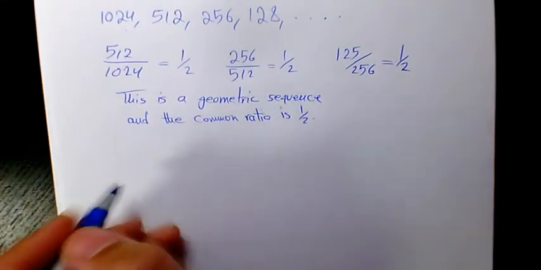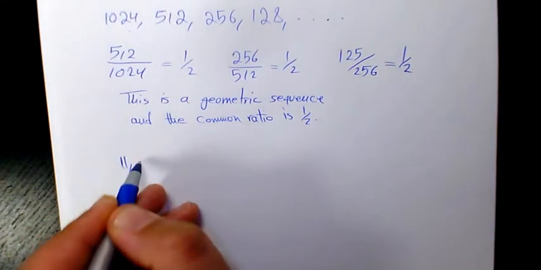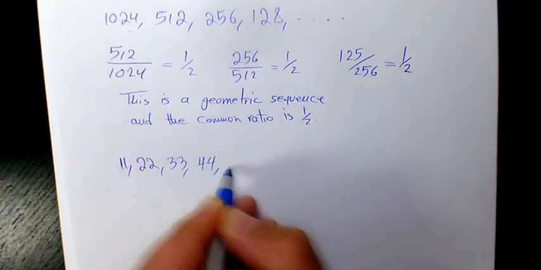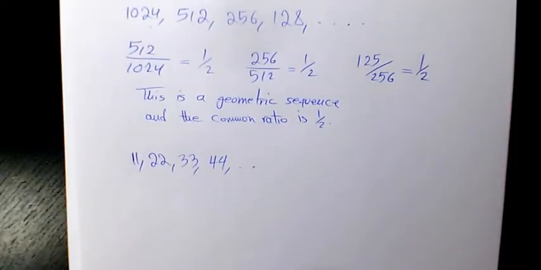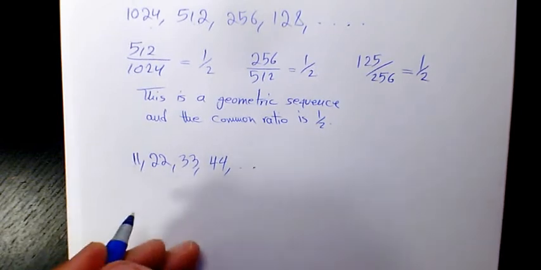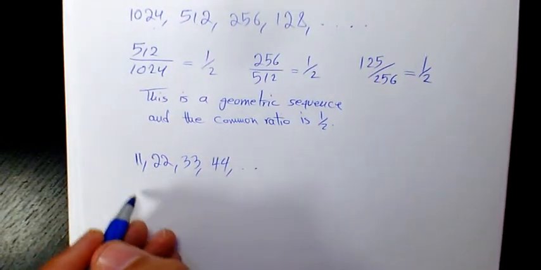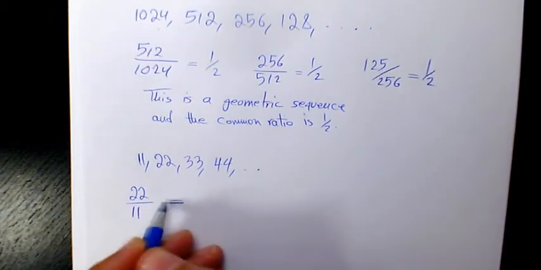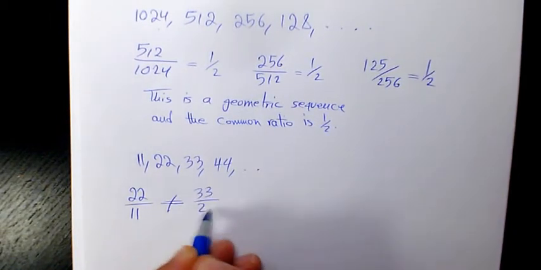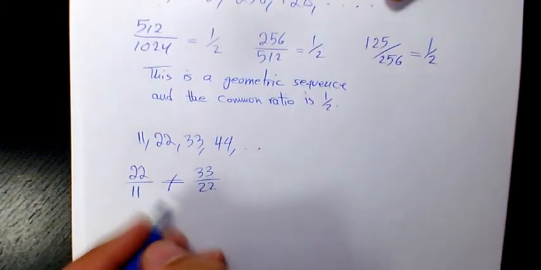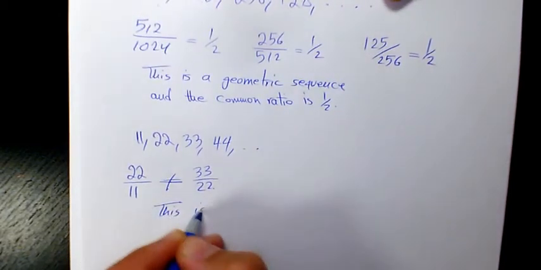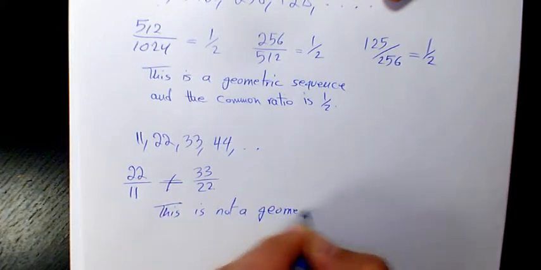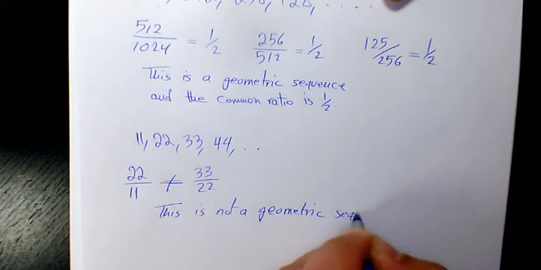Next example. 11, 22, 33, 44, and so on. Is this a geometric sequence or no? 22 divided by 11 is not equal to 33 divided by 22. So this is not a geometric sequence.